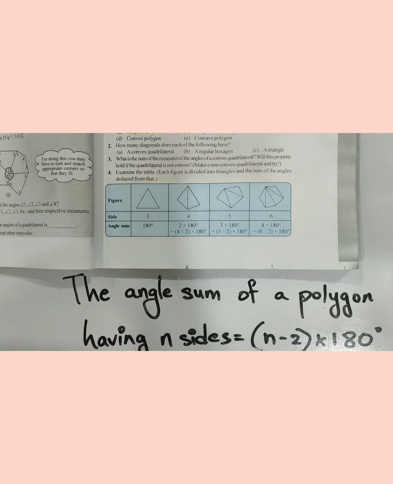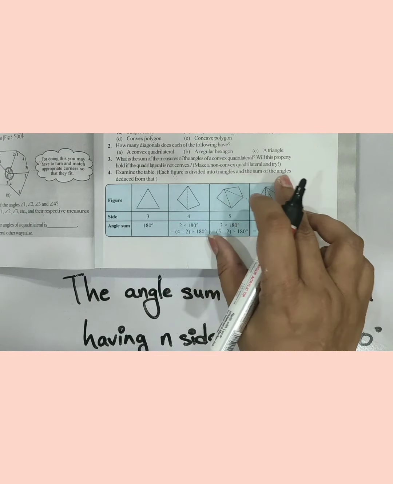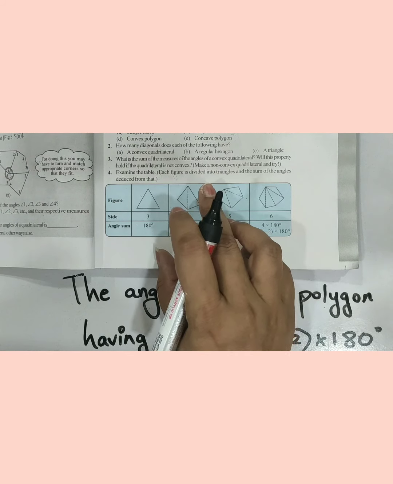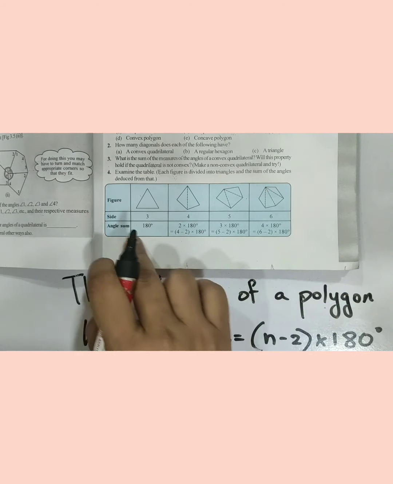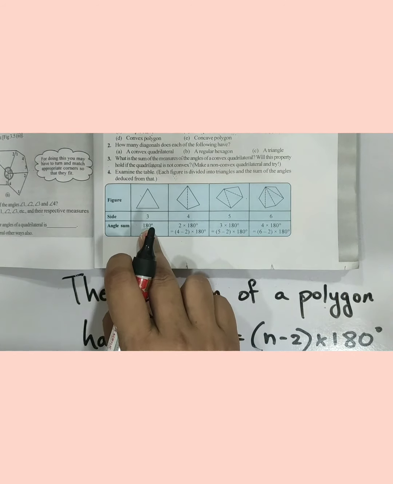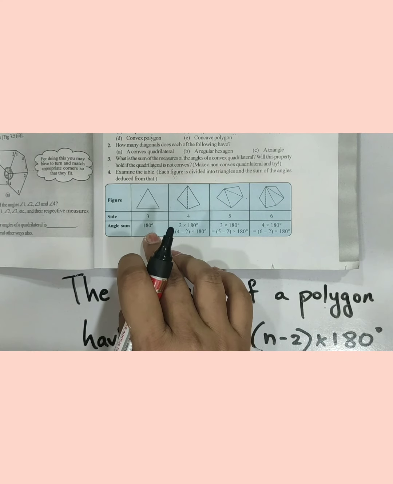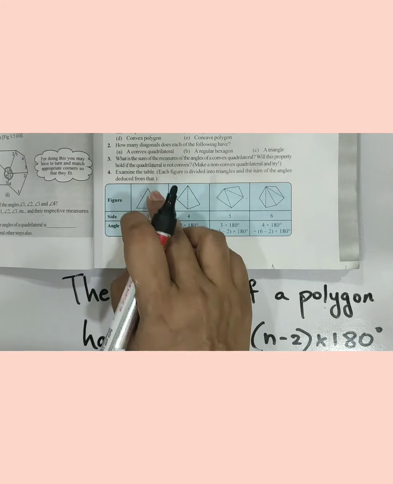Question number 4. Examine the table. Each figure is divided into triangles and the sum of the angles deduced from that. What can you say about the angle sum of a convex polygon with a given number of sides? Now here one table is given to you. On the basis of that, you are going to find the angle sum of different polygons with the given number of sides. If you observe the first figure, it is a triangle with 3 sides.